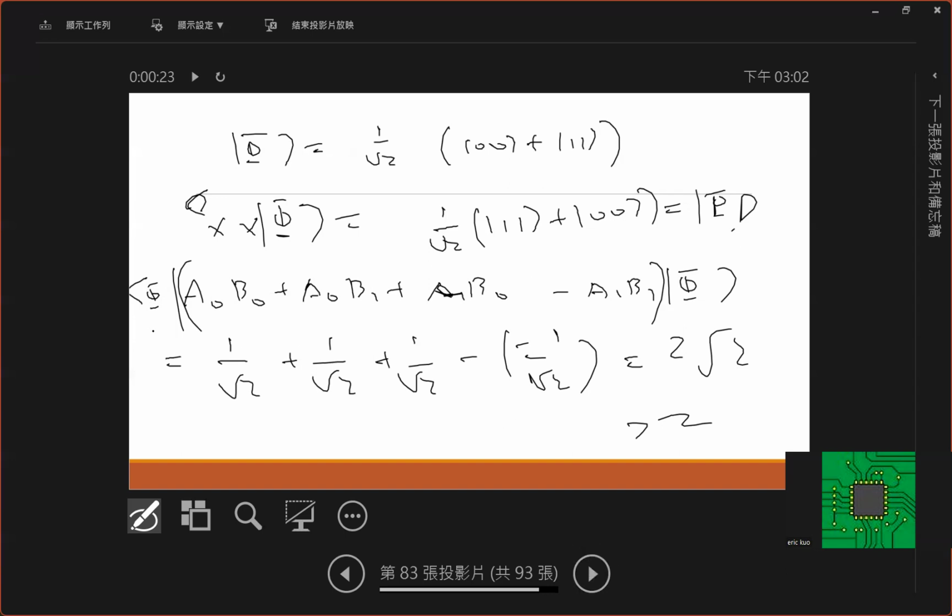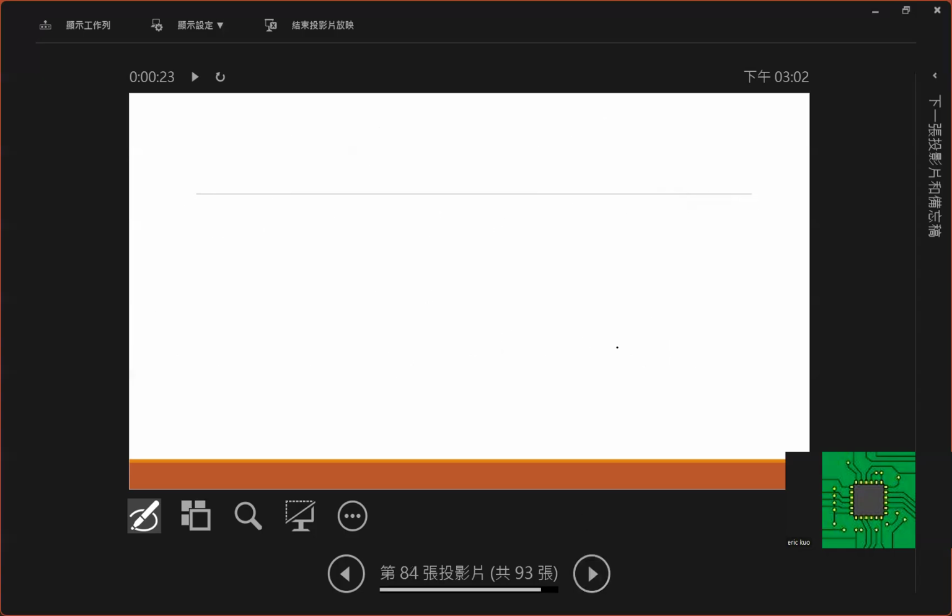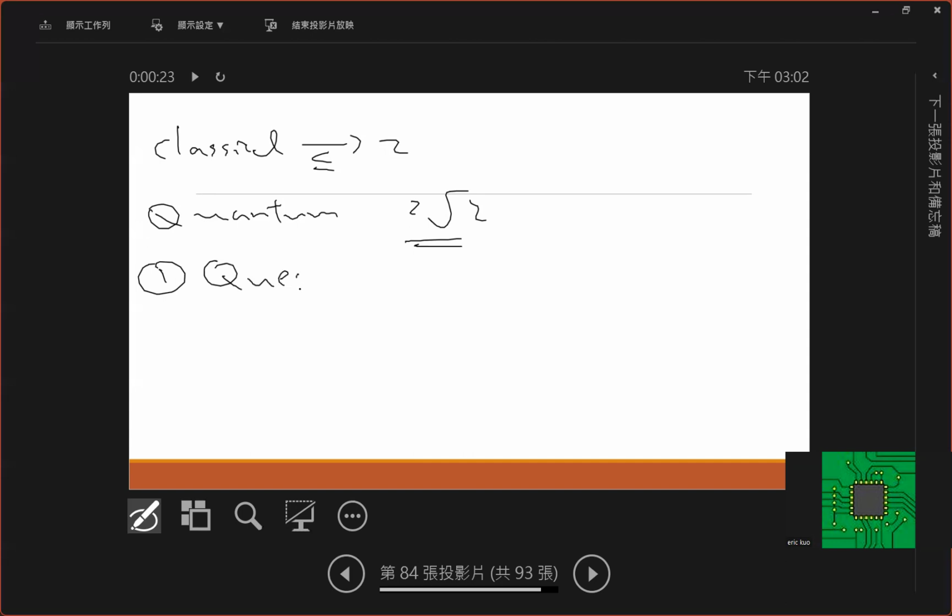If there's no quantum state between Alice and Bob, so no extra correlation between them, they can get 2. So there's an interesting question, right? In classical, this is less than or equal to 2. In quantum, the Bell state can achieve 2 square root of 2. So one open question is: can we do better?